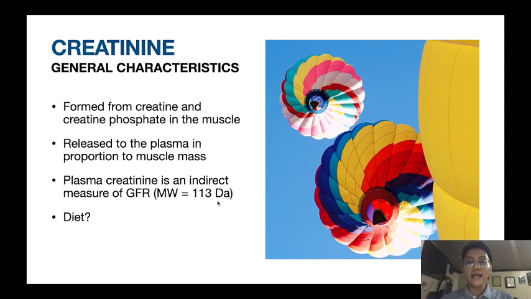113 daltons. Kaya nga, 'di ba, 113 daltons, it is less than 60,000 daltons or 60 kilodaltons. So dapat na-filter ng ating glomerulus ang creatinine. So that's why it is an indirect measure of GFR. Kasi 'di ba pag increased ang ating plasma creatinine, there is renal failure kasi the glomerulus cannot filter the creatinine. Okay? So what about diet? Can it affect the creatinine? So it actually does not affect the creatinine levels. So dun lang siya sa muscle mass naga-depend.